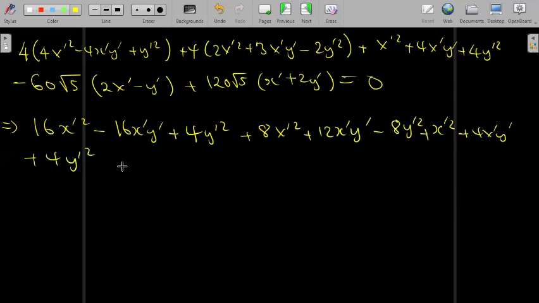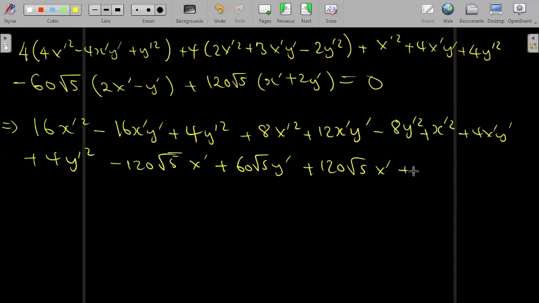Then you can distribute that, and what do you get? You multiply that: 2 by 60 gives you 120, so you get 120 root 5 x prime. Then there gives you plus 60 root 5 y prime. Do the same there, that will be plus 120 root 5 x prime. Then multiplied by 2, that gives you plus 240 root 5 y prime, equal to 0. Whew.